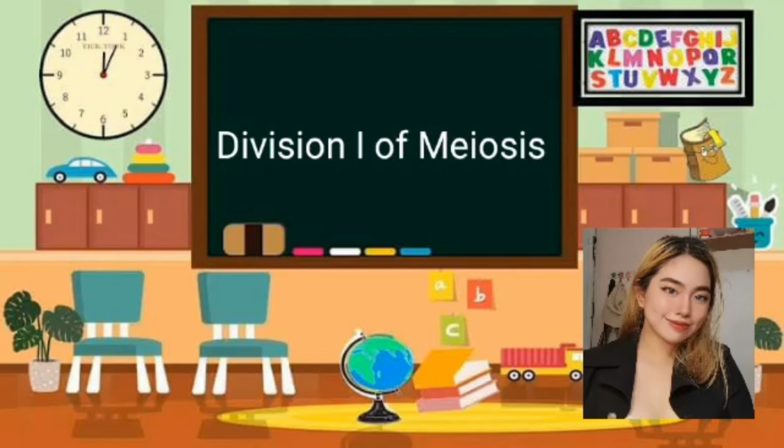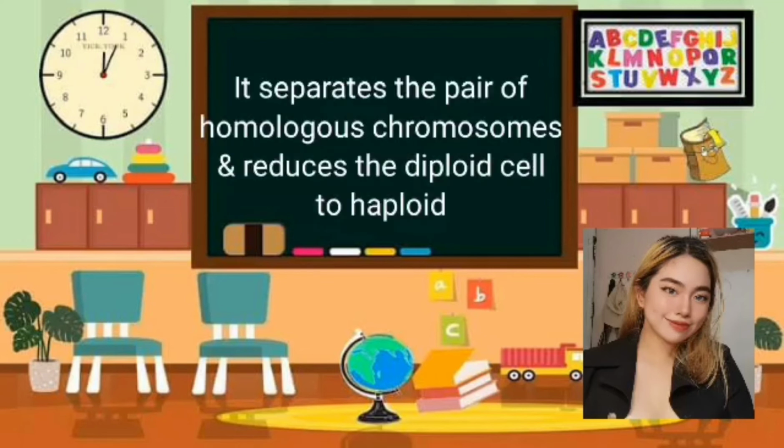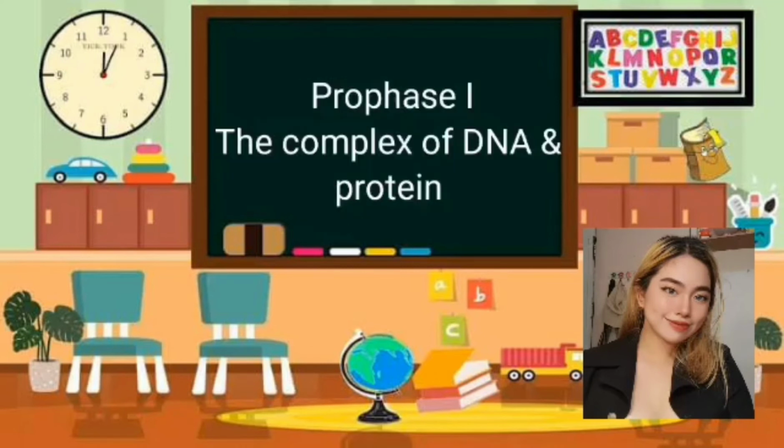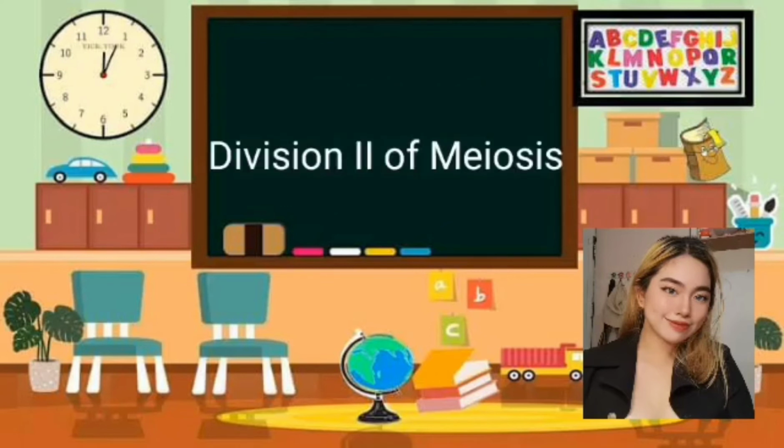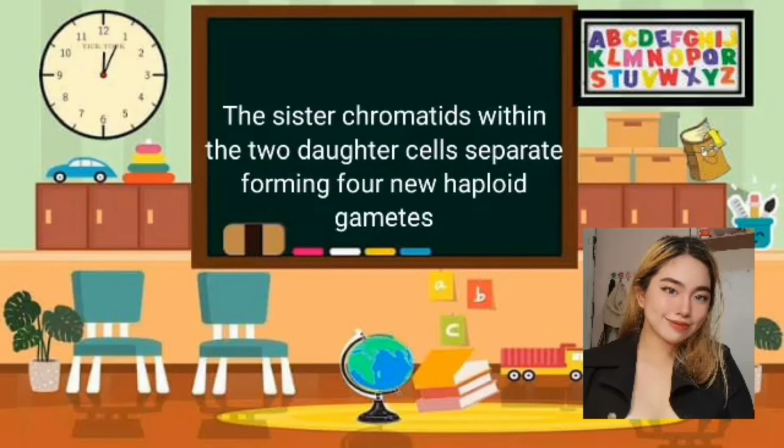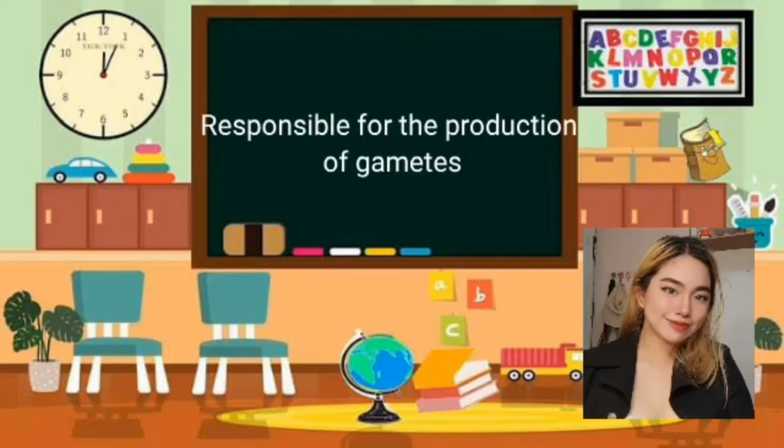Division 1 of meiosis. It separates the pair of homologous chromosomes and reduces the diploid cell to haploid. Meiosis begins in prophase 1, when the complex of DNA and protein known as chromatin condenses to form chromosomes. Division 2 of meiosis. During meiosis 2, the sister chromatids within the two daughter cells separate, forming 4 new haploid gametes.